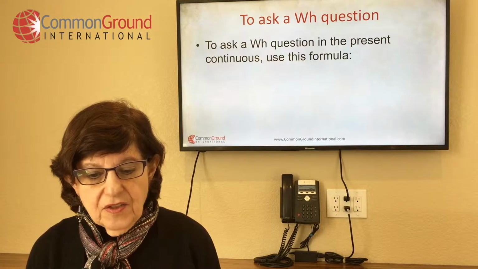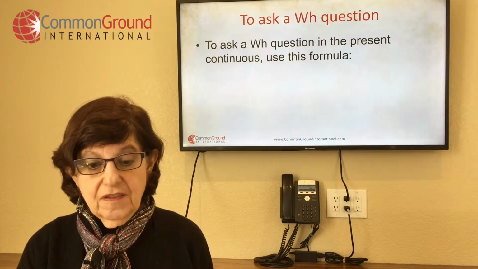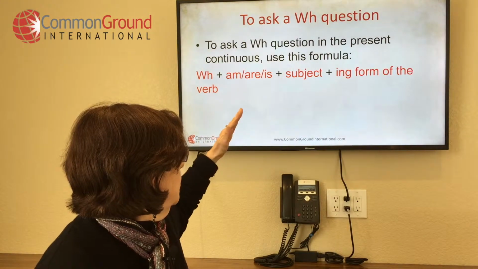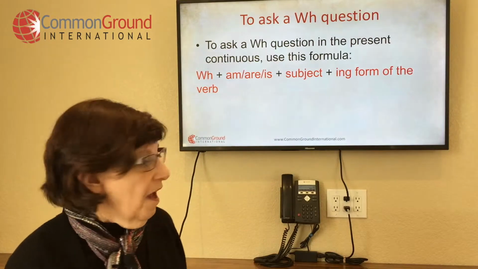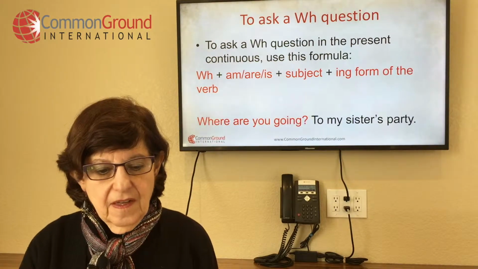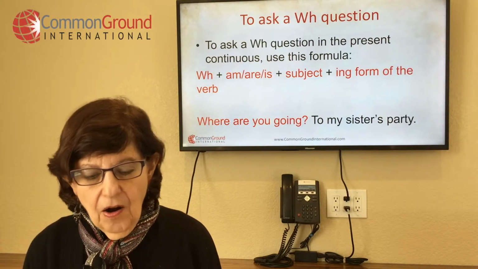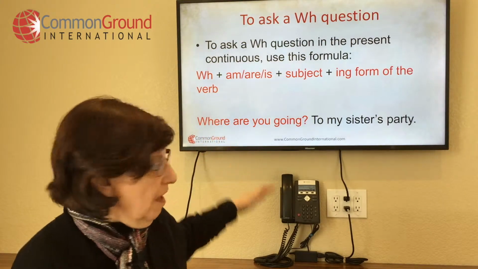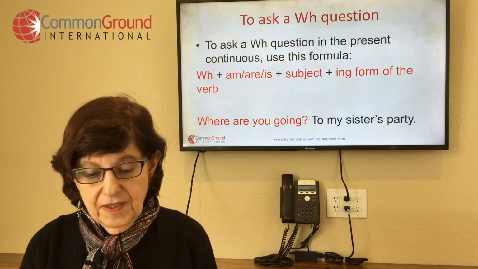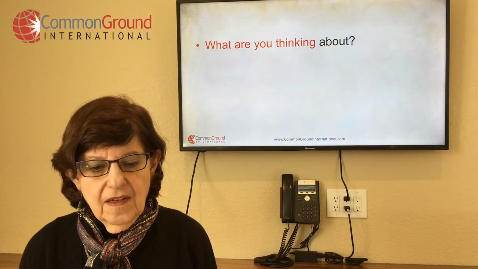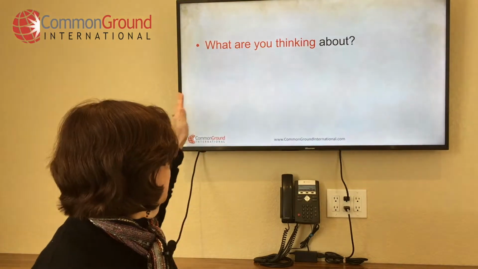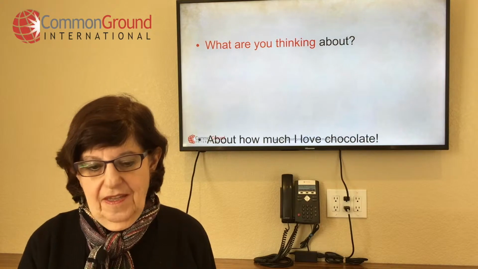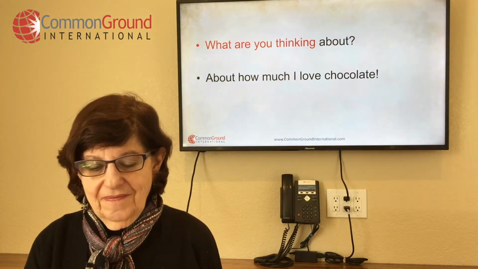To ask a WH question in the present continuous, we use this formula. WH plus am, are, or is, plus subject, plus the ing form of the verb. Where are you going? WH, are, subject, ing. To my sister's party. What are you thinking about? WH, are, subject, ing. About how much I love chocolate.